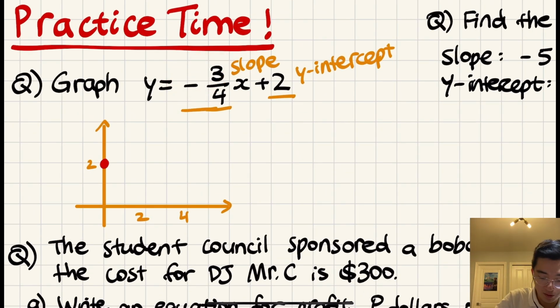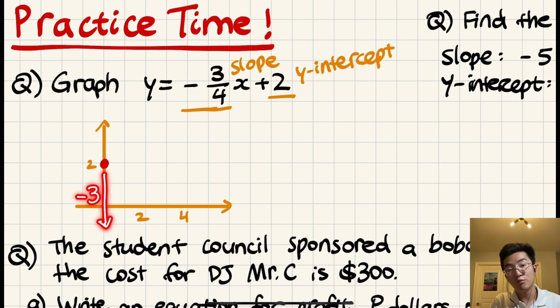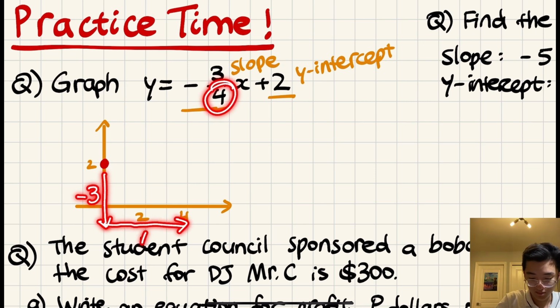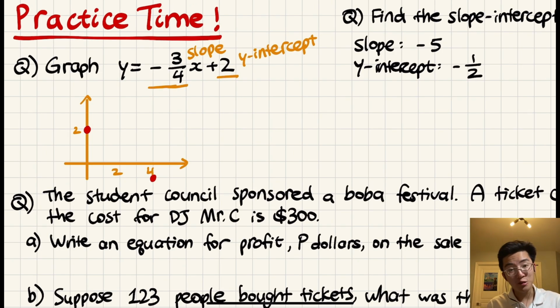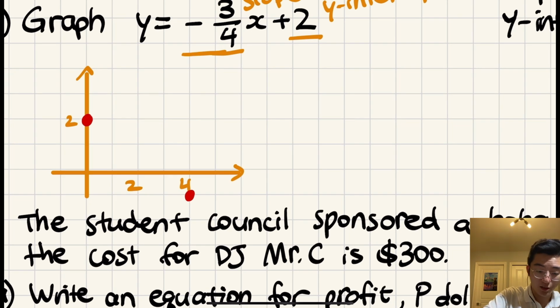So we go 1, 2, 3 right here. That's -3. And then we go to the right by 4, because that's what the changing x is. So 1, 2, 3, 4, like that. And we end up having our point right here. From here, all I have to do is draw a line to connect the two dots and call it a day.